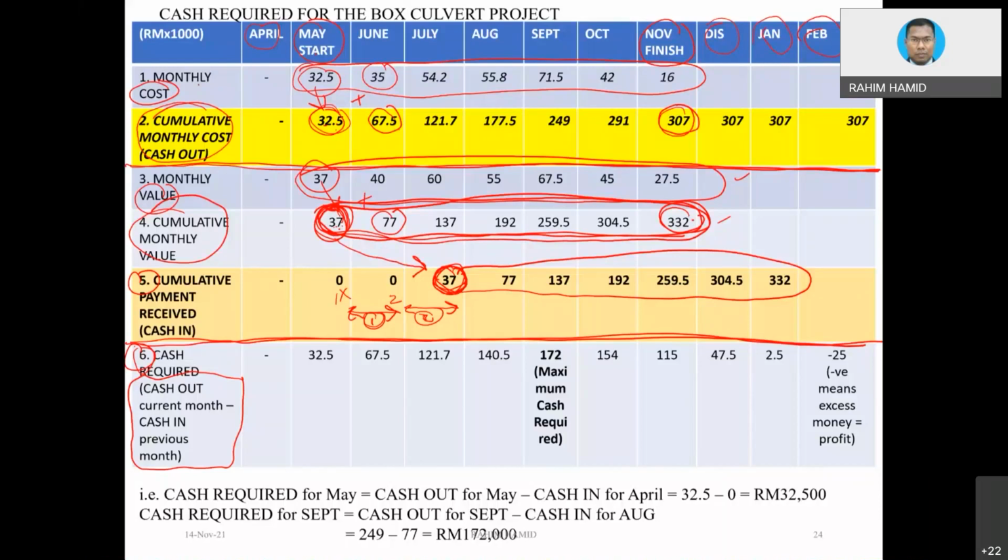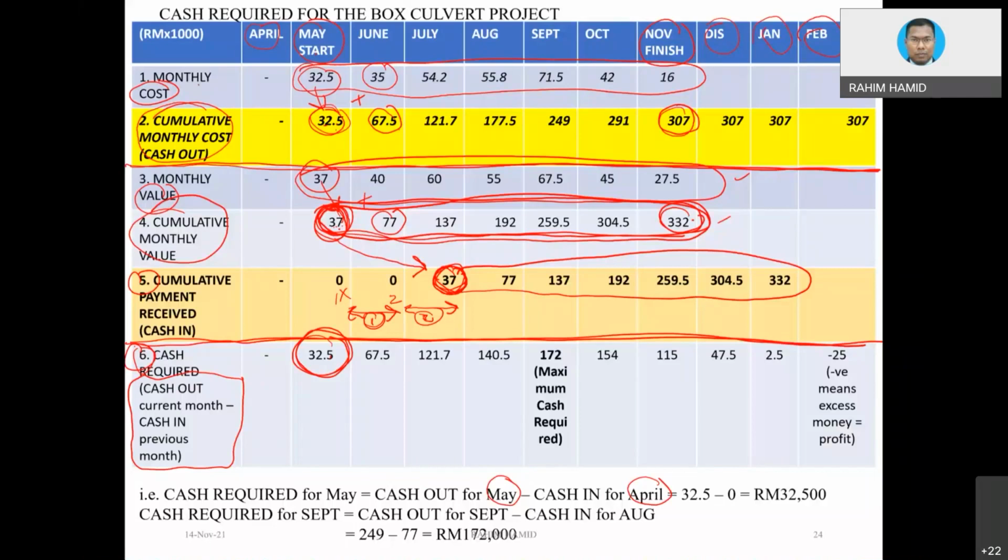So I also give you an example here at the bottom of the slide. Example, in the month of May, how do I get this value, 32.5? Remember, I want to figure out the cash required. The cash required is equivalent to, for May, cash out for May minus cash in for April. April meaning we have not started the project yet. If we have not started the project, meaning we have zero income. So the amount of money is basically zero.